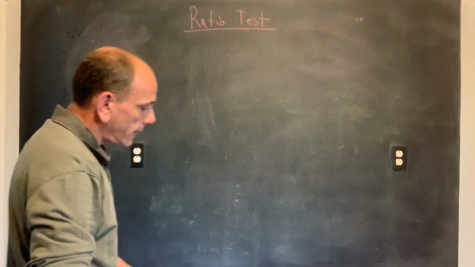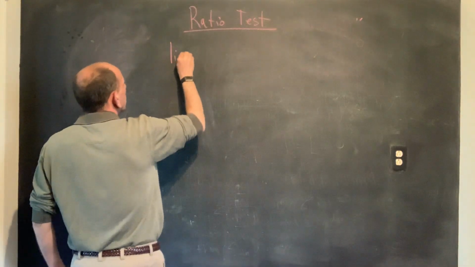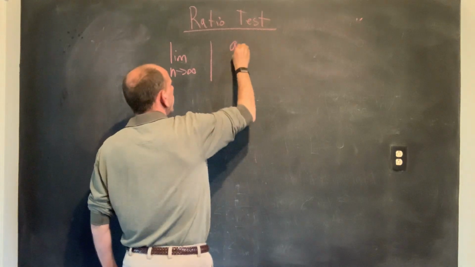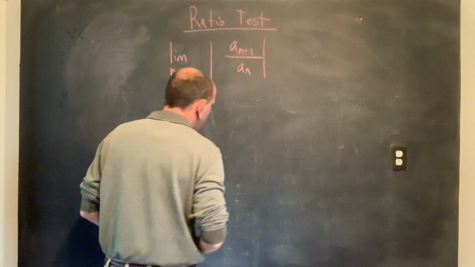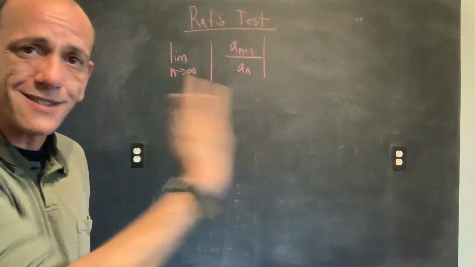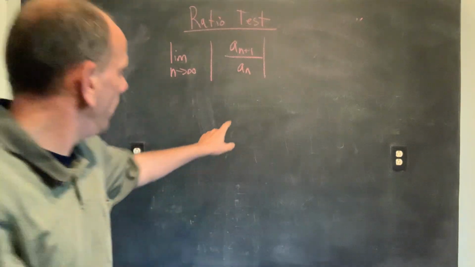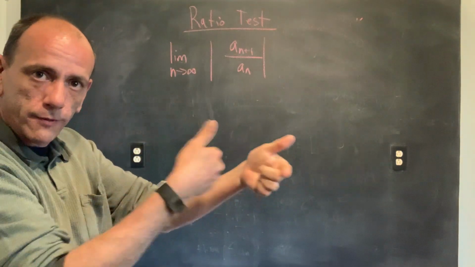In the ratio test, I'm looking at the limit as n goes to infinity of the absolute value of a sub n plus 1 over a sub n. So I'm looking at two consecutive terms in the same sequence, so I don't need to bring any other b sub n here to compare it to. I'm comparing the next term to the previous term.